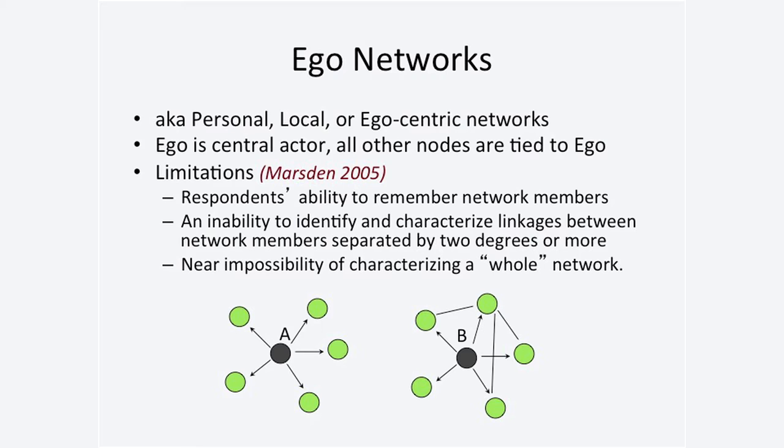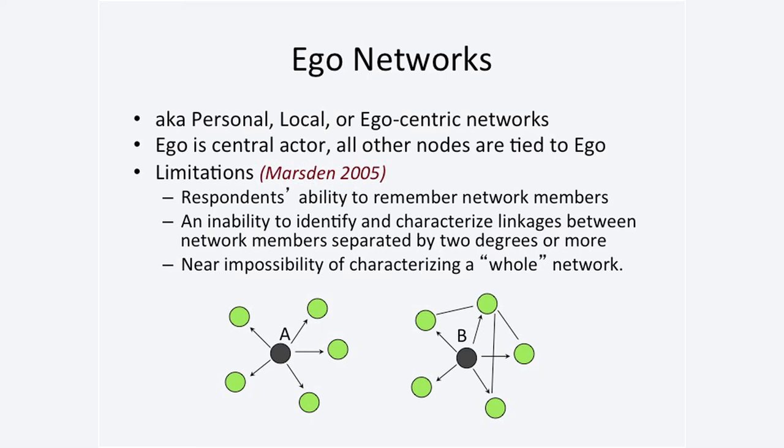I'm going to go through this relatively quickly. I wanted to give you a little bit of an example of how we measure networks and how we collect the data. These are ego networks, and basically in surveys we ask people about their network members, and then we ask them specific questions that characterize them.